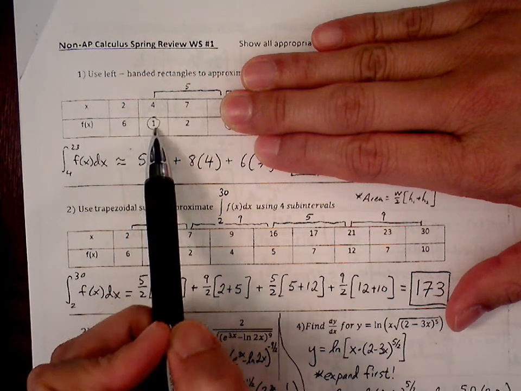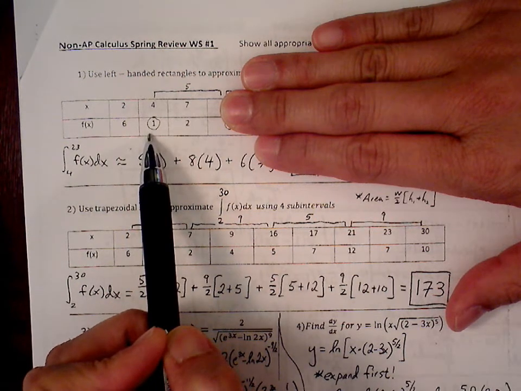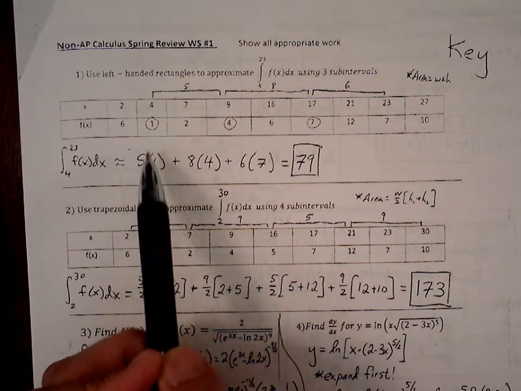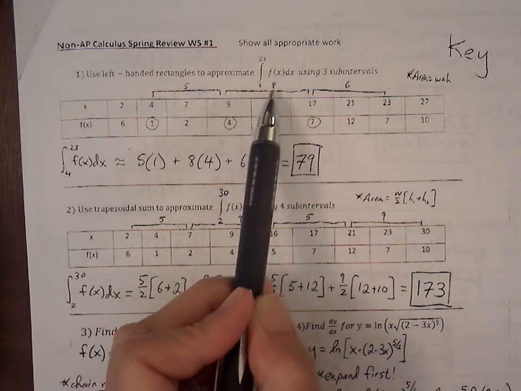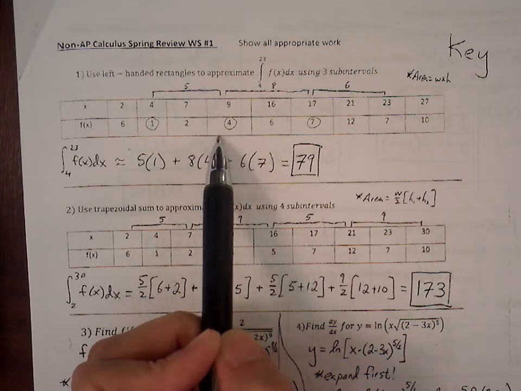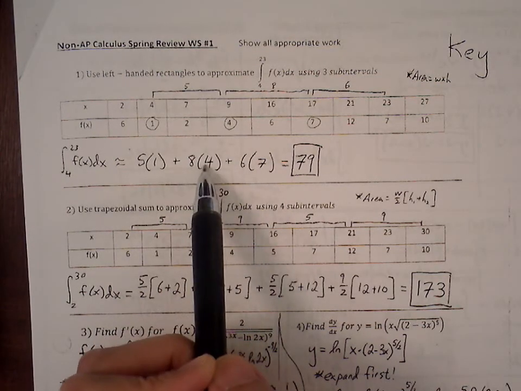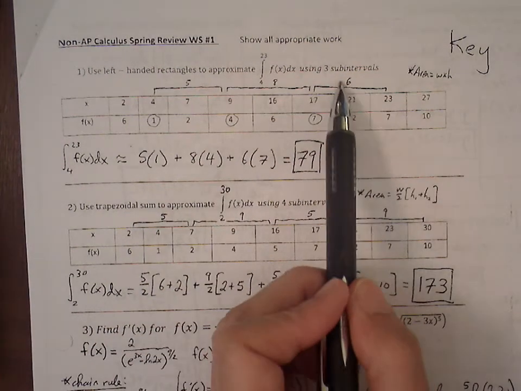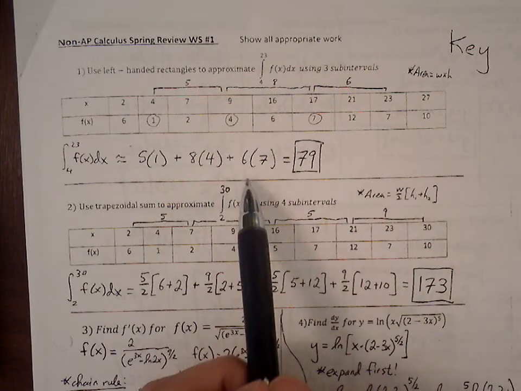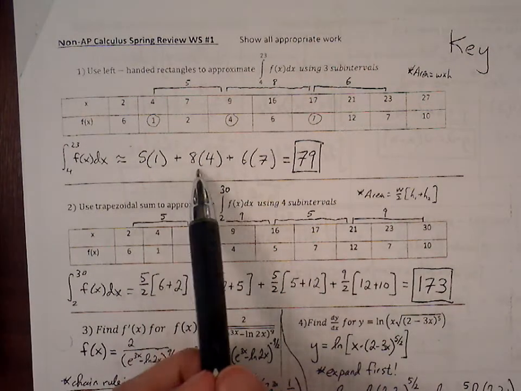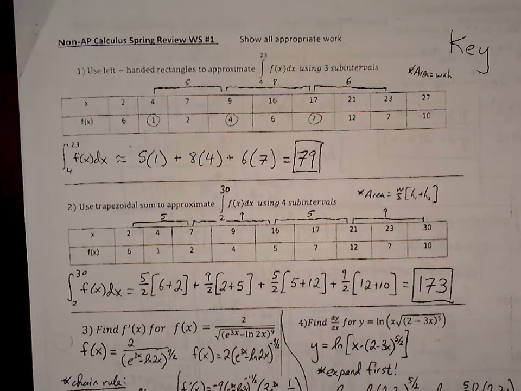If we're just talking about this subinterval here, within this first subinterval, we see that the left endpoint is at x equals 4, so it's going to take on the height of 1. So 5 times 1 is the width and height of the first rectangle. Second rectangle has a width of 8, a height of 4, so that's 8 times 4. Third rectangle has a width of 6 and a height of 7, so 6 times 7 is 42. We add 5 plus 32 plus 42, and we get 79.